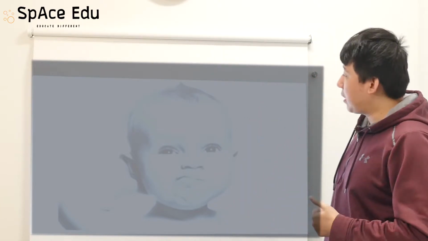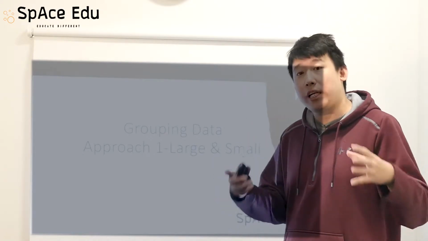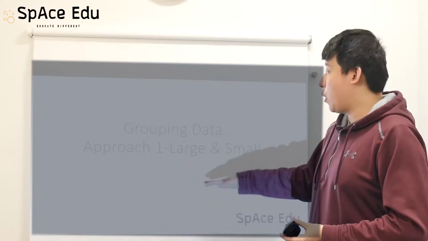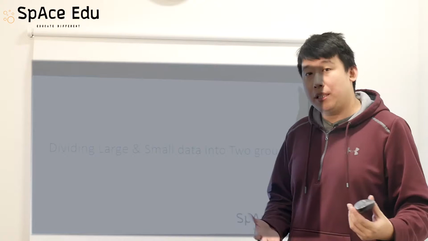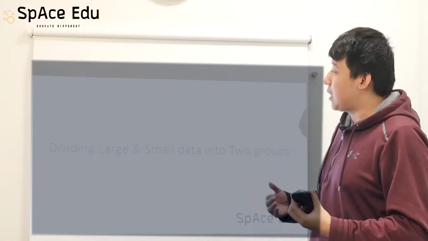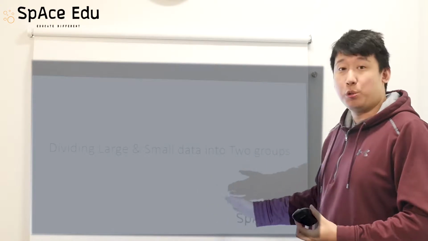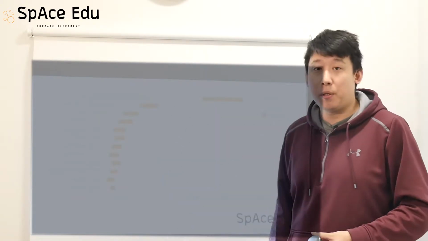So today I'm going to give you my first approach to solving these really complex data charts, which I call the large and small approach. By definition, applying this large and small approach simply means dividing the large and small data into 2 groups.